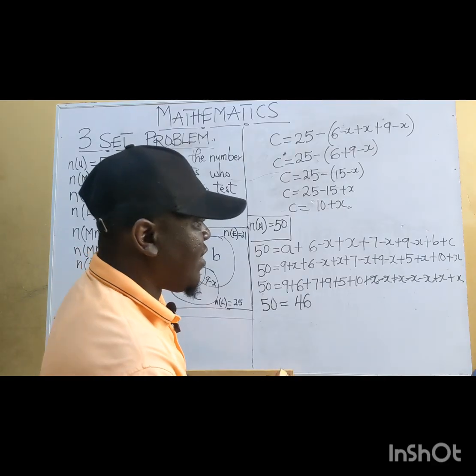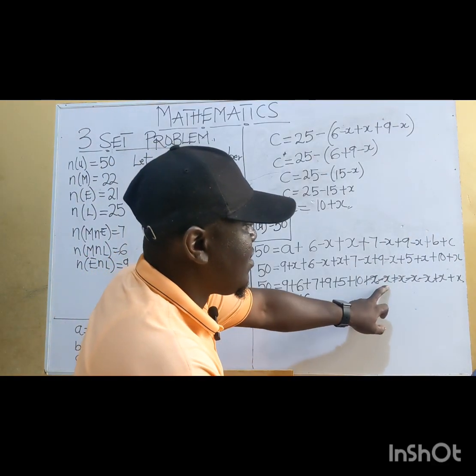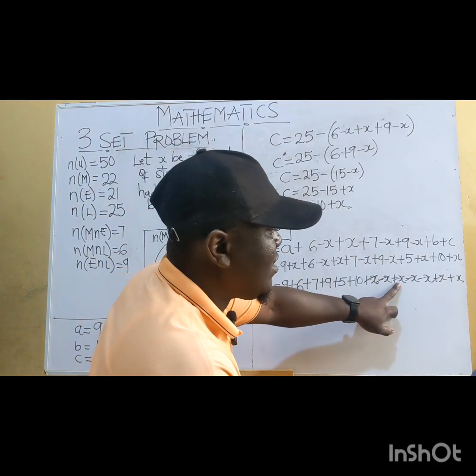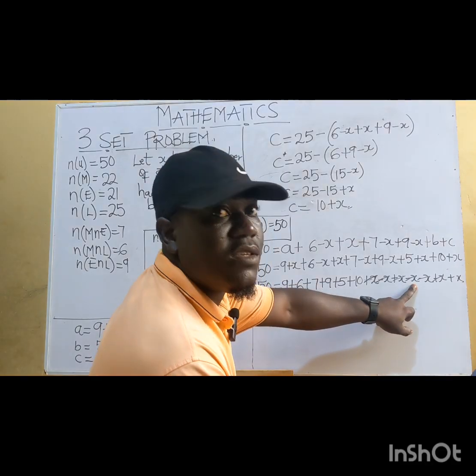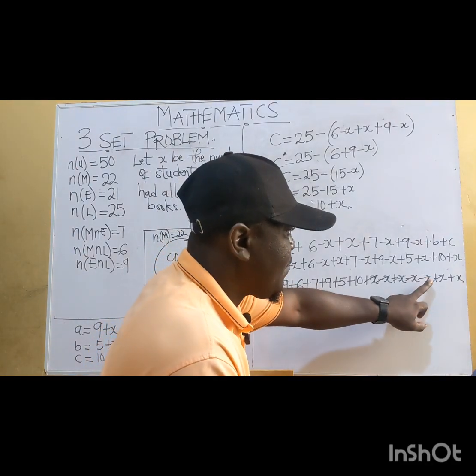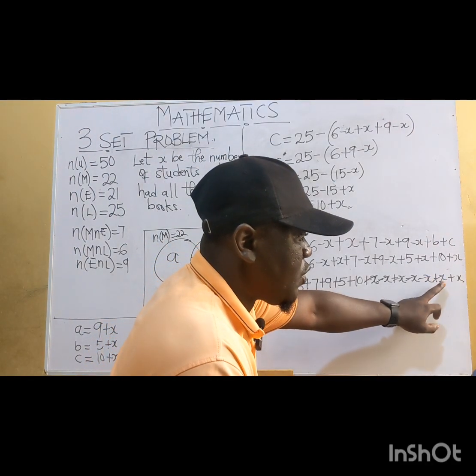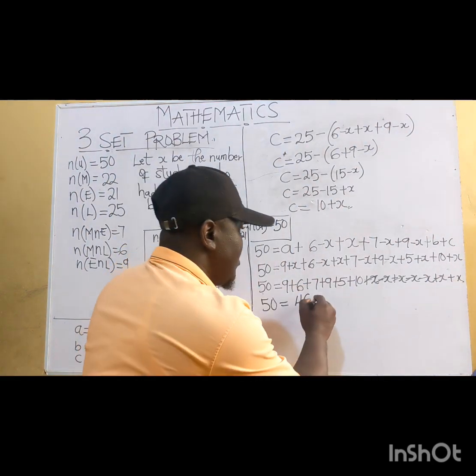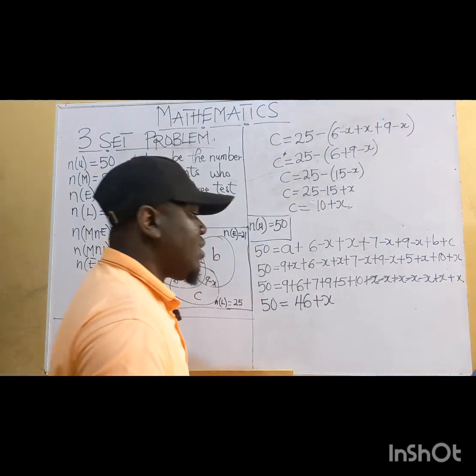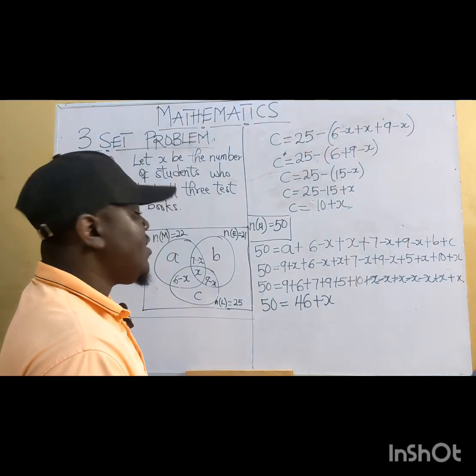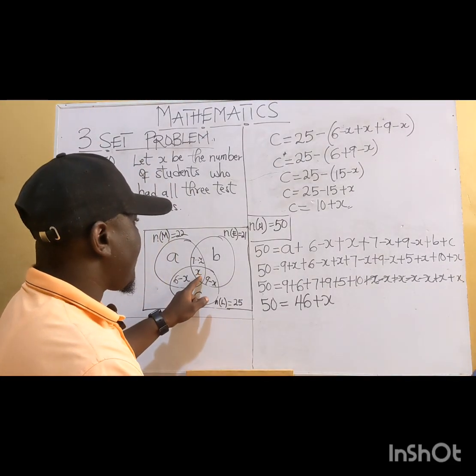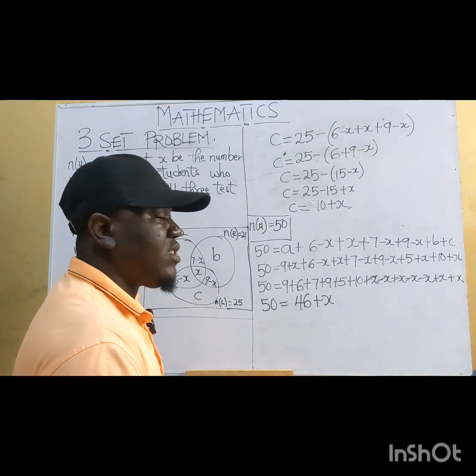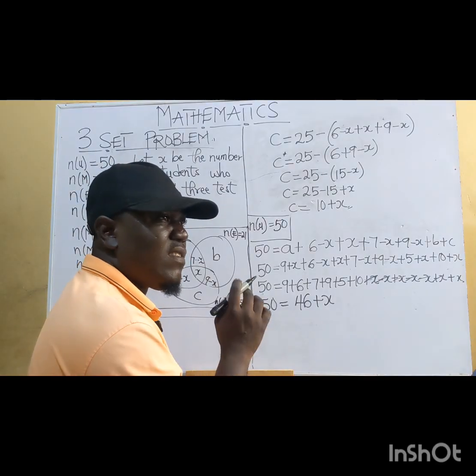Then when we look at the variables, we have positive x, negative x, they cancel each other. Positive x, negative x, they also cancel each other. Negative x, positive x also cancel each other. So we realize we are left with only plus x. So positive x. And then we want to find the value of x, which also represents the intersection of all the three sets. So we make x the subject.